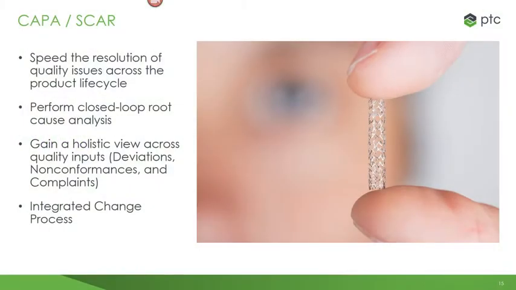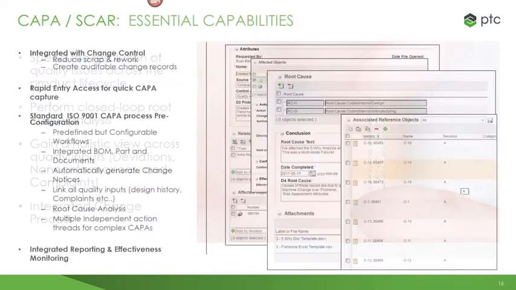CAPA. Implementation of a standard closed-loop corrective action, preventive action process. Corrective actions are typically reactive measures, including root cause analysis. Preventive actions are typically proactive measures. A CAPA solution will help speed the resolution of quality issues across the product lifecycle, performs closed-loop root cause analysis, gains a holistic view across quality inputs, deviations, nonconformances, and complaints, and is fully integrated with the change process.